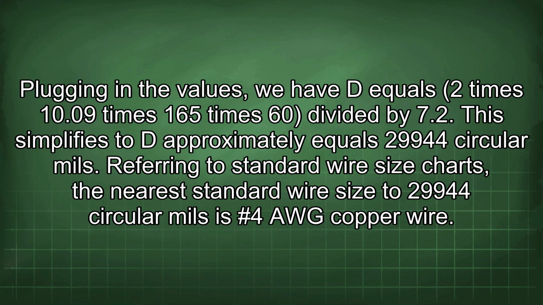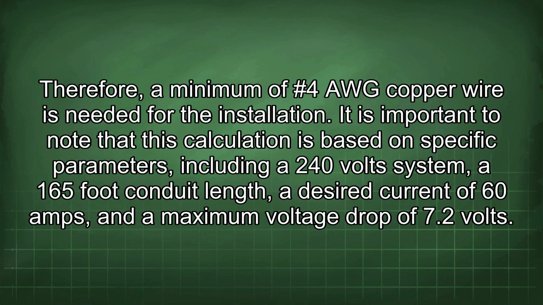This simplifies to D approximately equals 29,944 circular mils. Referring to standard wire size charts, the nearest standard wire size to 29,944 circular mils is #4 AWG copper wire. Therefore, a minimum of #4 AWG copper wire is needed for the installation. It is important to note that this calculation is based on specific parameters, including a 240 volt system, a 165-foot conduit length, a desired current of 60 amps, and a maximum voltage drop of 7.2 volts.